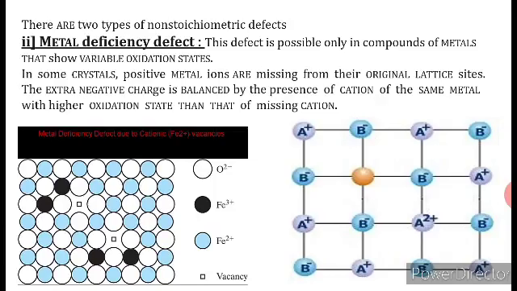So it is the first type of non-stoichiometric defect, that is, metal deficiency defect. The second one is the metal excess defect. From the name itself it is clear that some excess metal atoms are present in the crystal lattice, and due to this the defect is produced.